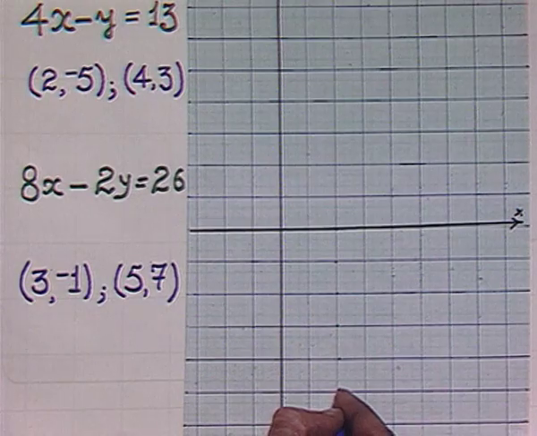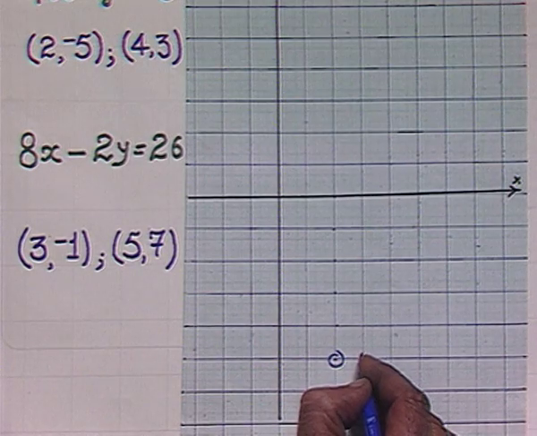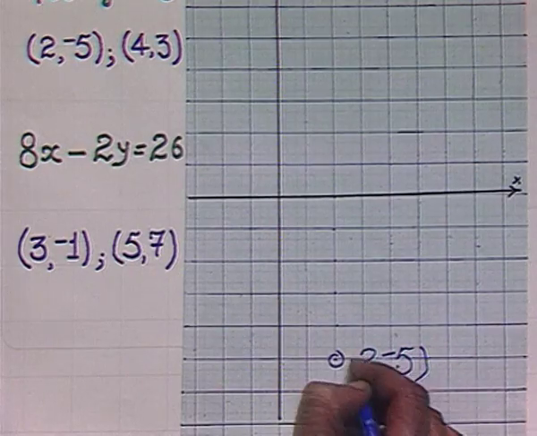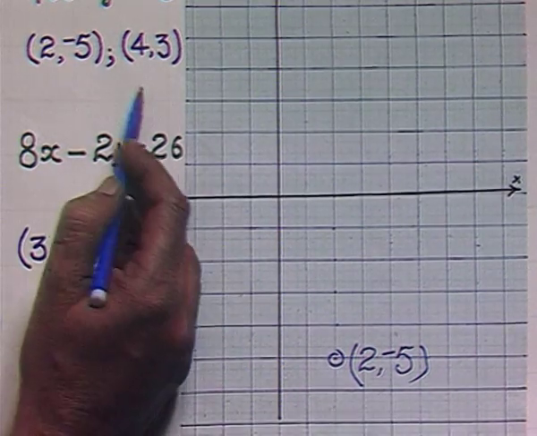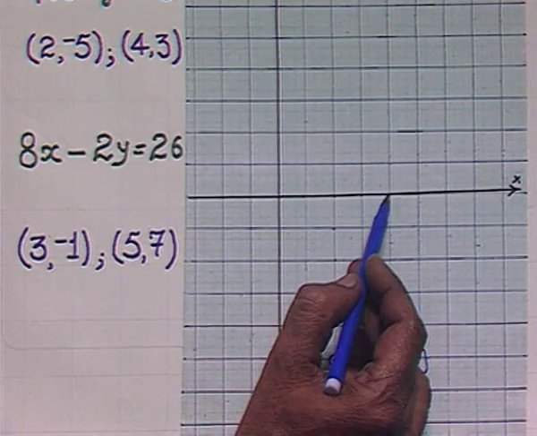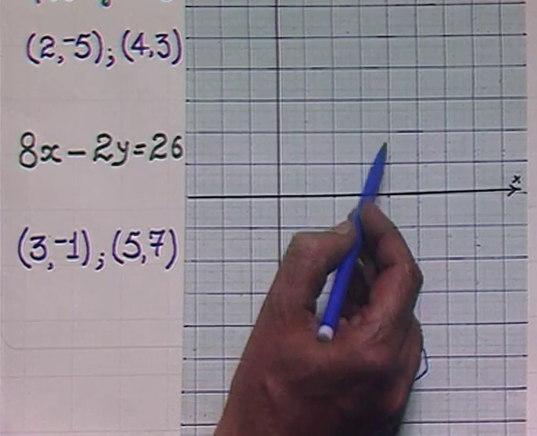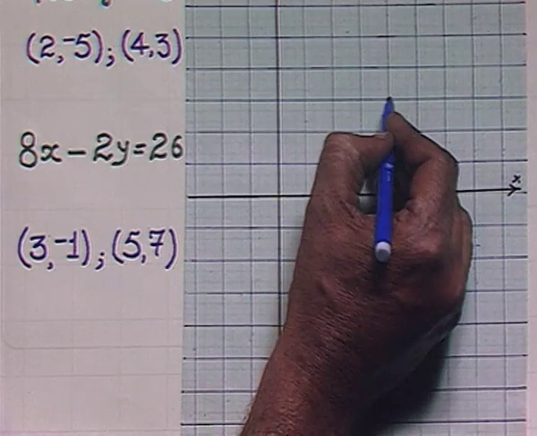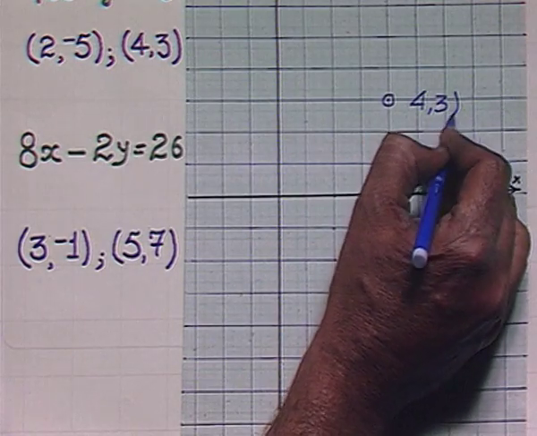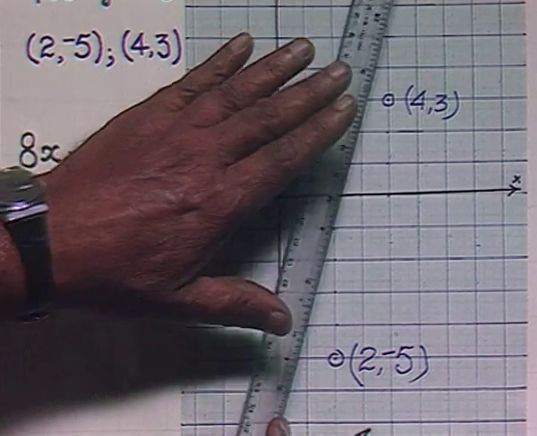So here is this point, which is (2, -5). Let us plot the other point, that is (4, 3). 1, 2, 3, 4 and 3 units, positive being, we move up 1, 2, 3. So this point is (4, 3). So corresponding to the first equation I have this line.